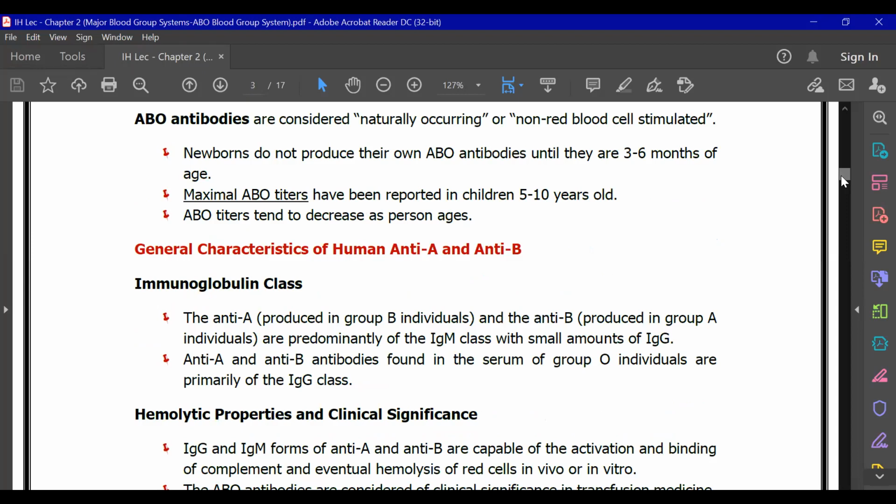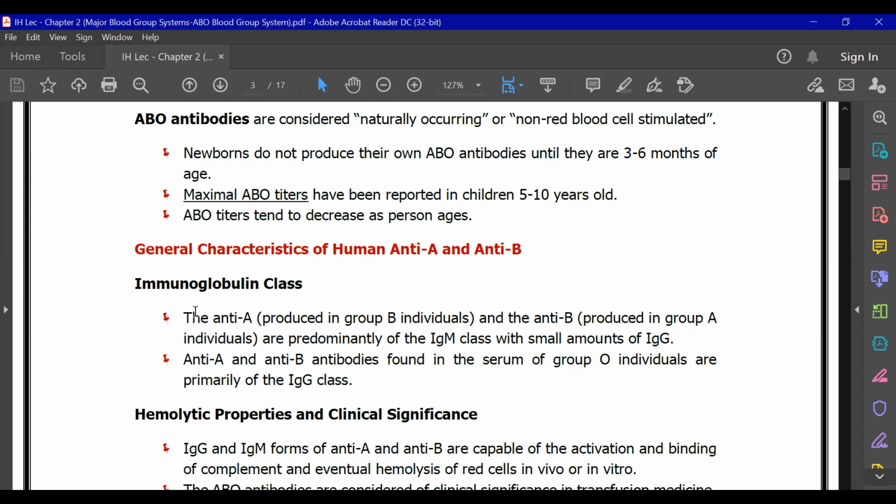When it comes to immunoglobulin class, your anti-A that is produced by group B individuals and the anti-B produced by group A individuals are predominantly your IgM class with small amounts of IgG. Again, I repeat that anti-A and anti-B are predominantly of the IgM class with small amounts of your IgG. Okay, but we are going to discuss later on that the anti-A and anti-B antibodies produced by your group O are primarily of the IgG class.